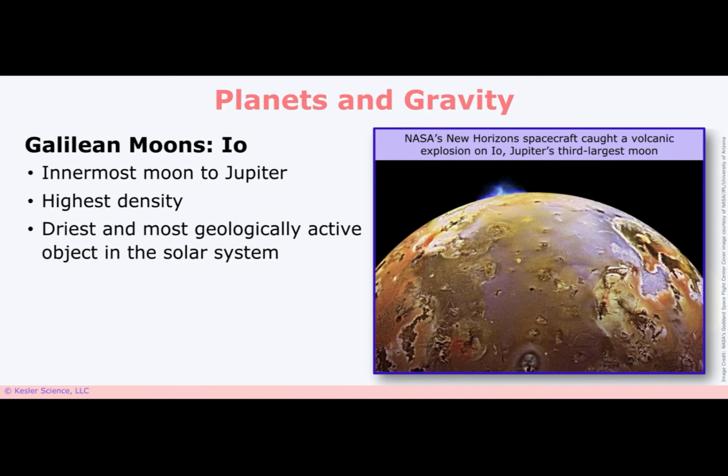Now, lastly, we're going to talk about the Galilean moons. So we'll start first with Io. Now, Io is the innermost moon of Jupiter, with the highest density, and it's the driest, most geologically active object in the solar system. So you can see here in this diagram, NASA's New Horizons spacecraft caught a volcanic eruption or explosion on Io. It's right here, this glare, the blue one. It's Jupiter's third largest moon.